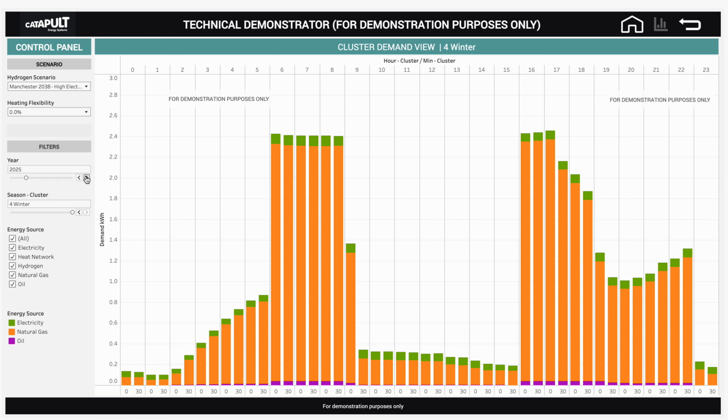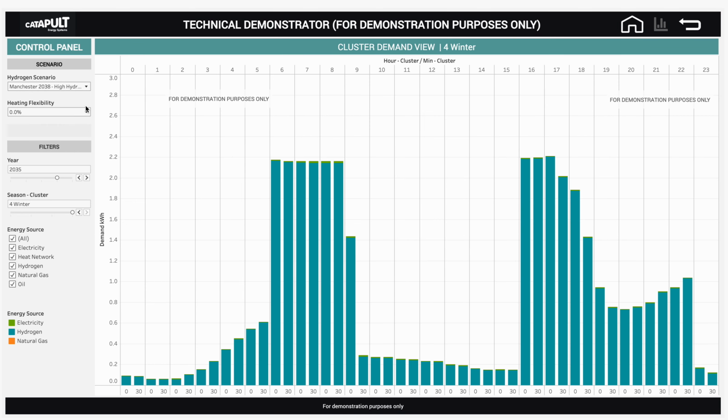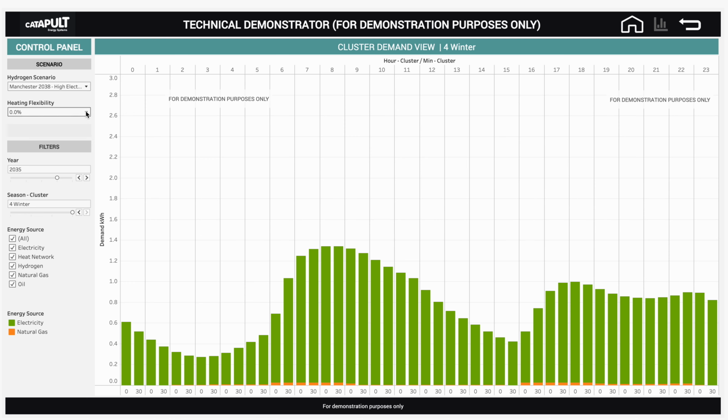But as time goes on, that shifts much more to electricity, and of course with hydrogen, as you'd expect, there's almost no other energy source other than hydrogen. It's a real focus there. If we go back to electrification, I'll just show you the impact of heating flexibility. It's quite minor. You can only just perceive it.